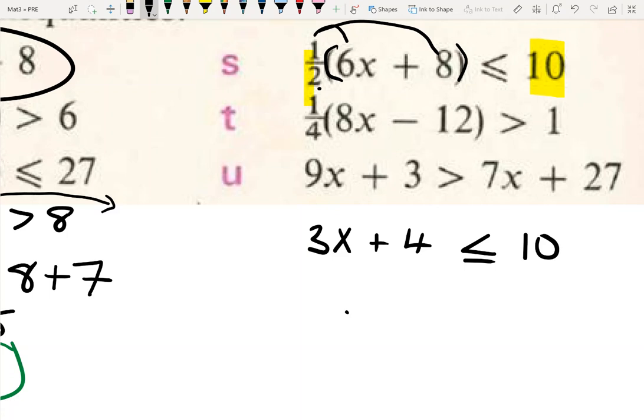Now alternatively we could have had 6x plus 8 is less than or equal to 20. We could have taken that 2 and multiplied it by 10. That would also be correct.